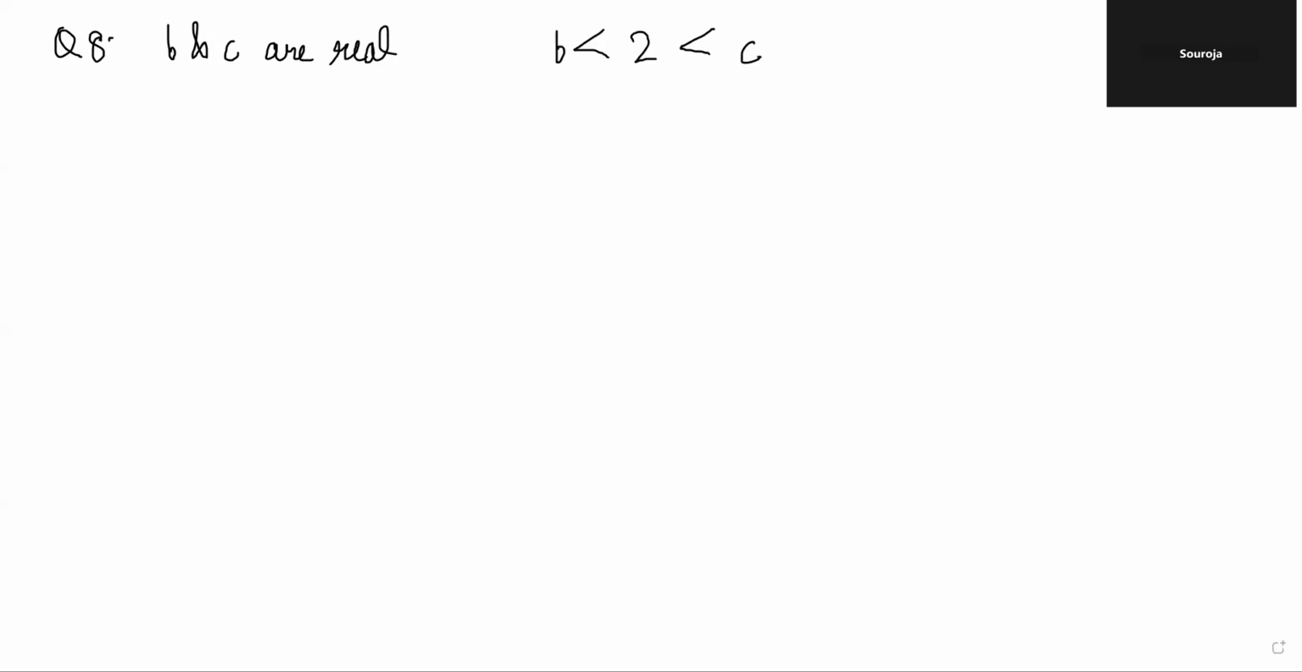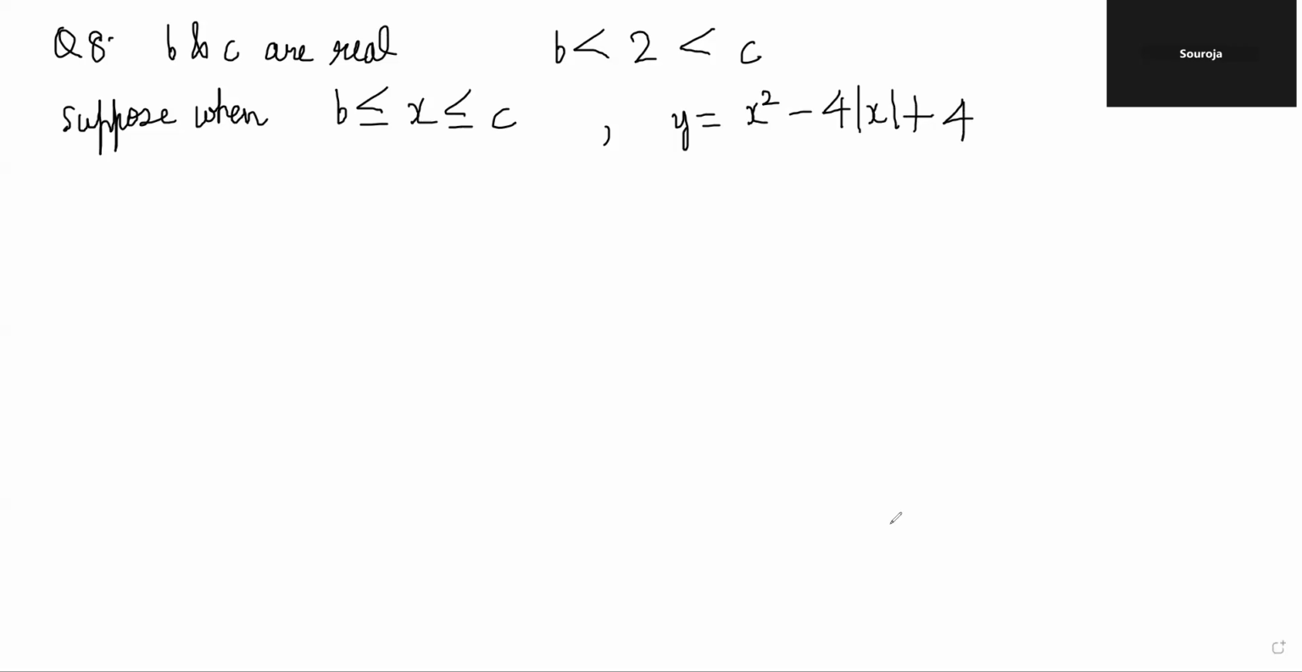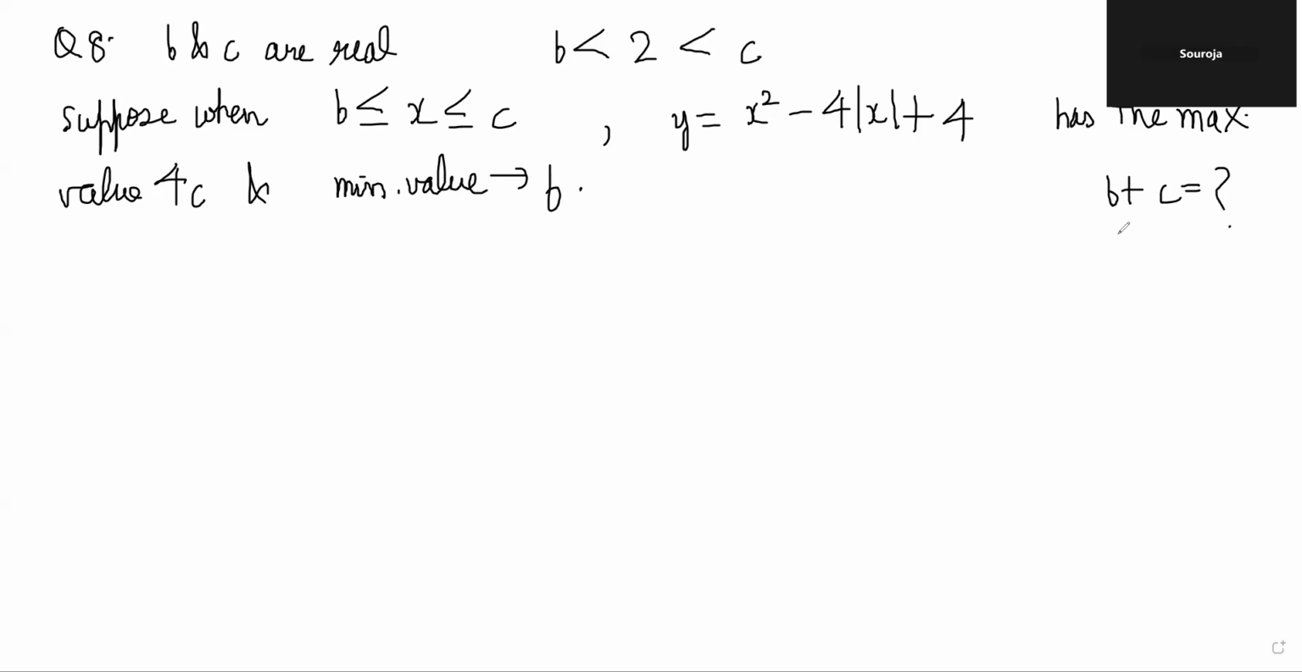And suppose when B is less than or equal to X is less than or equal to C, the function y is equal to x square minus 4 mod x plus 4 has the maximum value 4c, and minimum value of b. You have to find b plus c value.